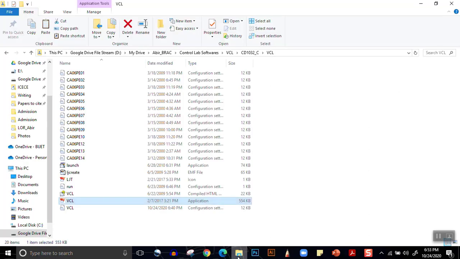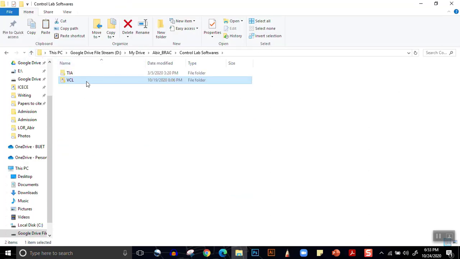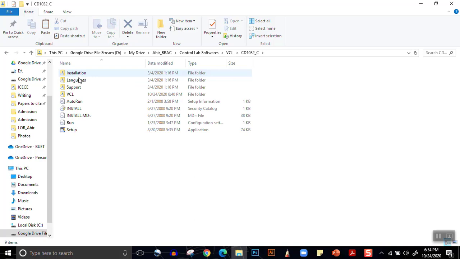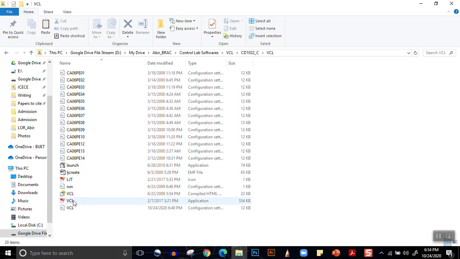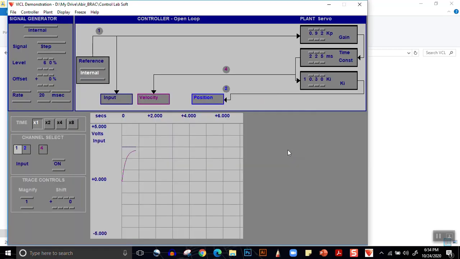Now, the software is provided. As far as I remember, there is no need to install it. I might be wrong, you can check it. You'll go to VCL, Virtual Control Laboratory, then CD1032C. Inside that, you'll go to the VCL folder, and inside that, the VCL application. When you open it, it will say the hardware interface has not been detected. Obviously, we do not have the hardware at home, so it will run in simulation mode. There is no problem about it.